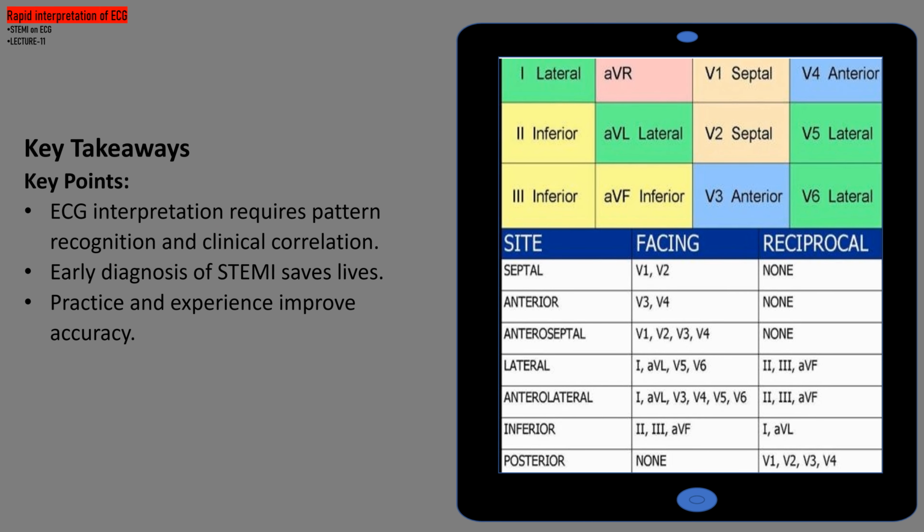Conclusion. Mastering ECG interpretation is not just about memorizing patterns, it's about understanding the story behind each electrical signal. The heart speaks, we just need to listen. Practice interpreting ECGs regularly, and challenge yourself with real cases to build confidence. Every ECG you interpret brings you one step closer to saving a life. Stay sharp, and always trust what the ECG is telling you.